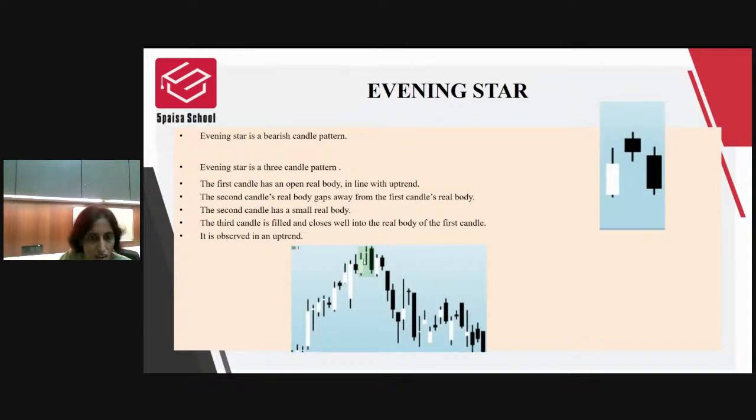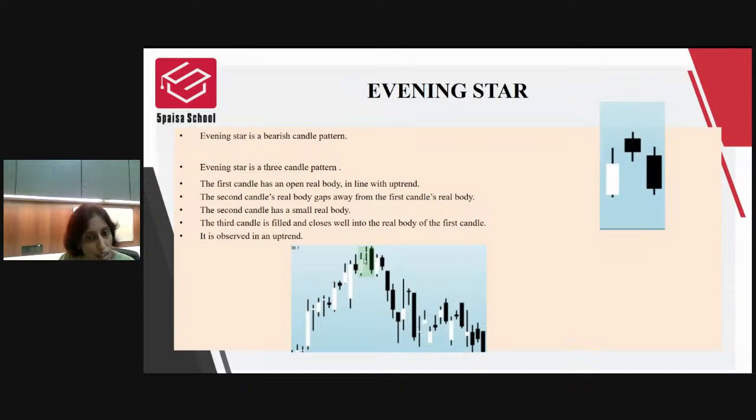And this evening star is usually observed in an uptrend. So the moment you witness this evening star, which comprises these three candles having these kinds of features, for sure from there on the market is going to move downwards. And this is what you get to see in this particular chart.